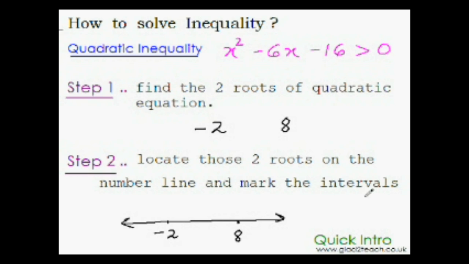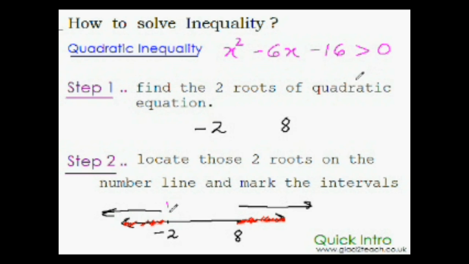Now you just have to mark the intervals. How do you do that? Very easy. If it is greater than, then the interval will be the outside region, like this one. That means all the values from positive 8 to positive infinity and from minus 2 to minus infinity. This will be the answer interval. And had it been less than, then certainly you would have marked the inside region, this one, isn't it? So if it is greater than, it is the outside region. If it is less than, it is the inside region.